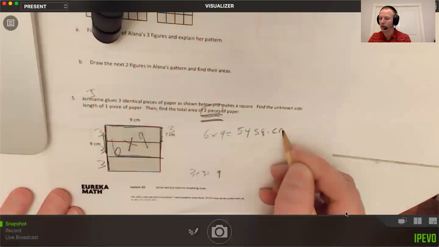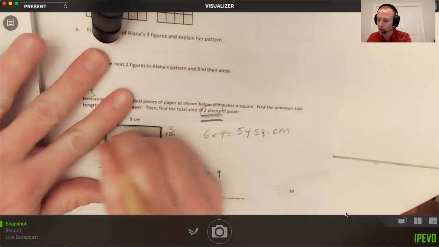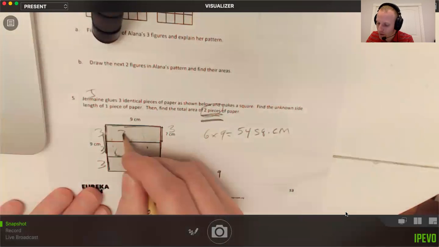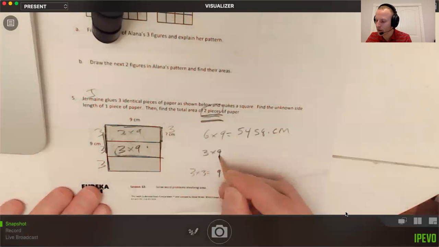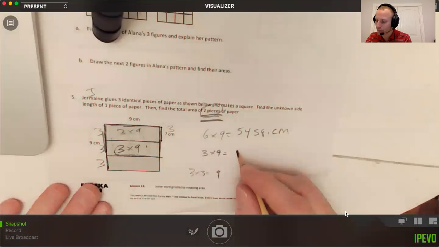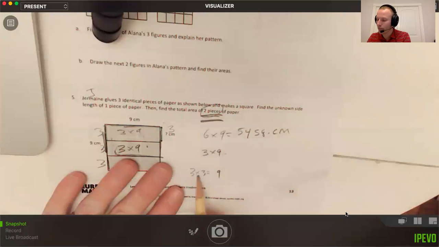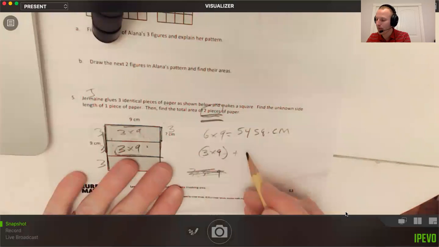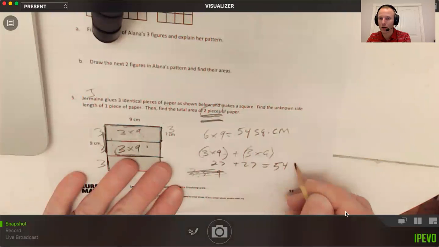Now, the other way you could have done that, I'll erase the 6 times 9 here for a minute, is you could have said that this is a 3 times 9, and that's a 3 times 9. You could have said 3 times 9 plus 3 times 9. And you could have said that's 27 plus 27. 27 plus 27 is also 54 square centimeters.